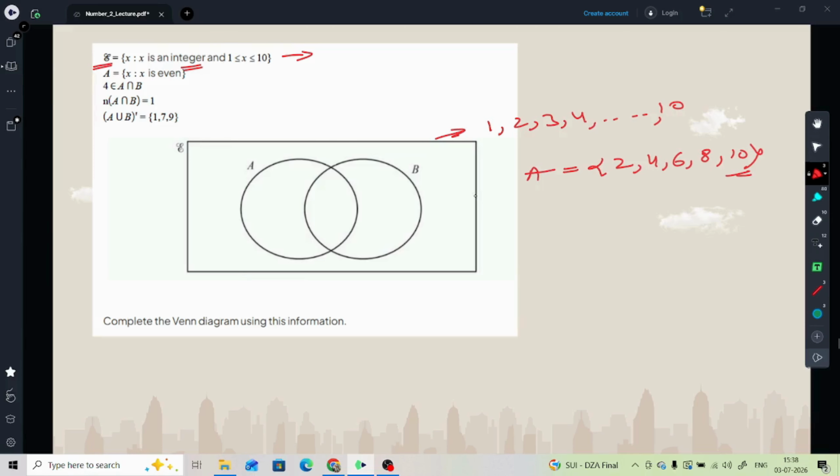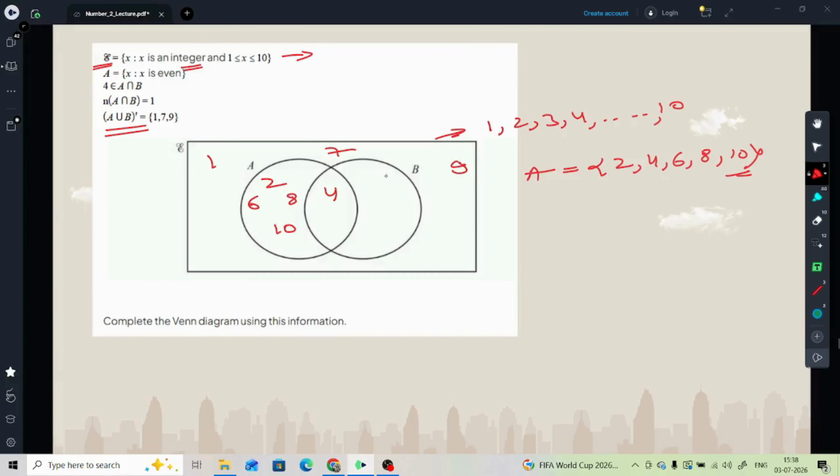About set B we don't know anything, but 4 belongs to A intercept B, so 4 lies over here for sure. And the number of elements in A intercept B is 1, so 4 is the only element. So leaving that, all elements will be lying over here. That means 2, 6, 8 and 10 will be lying over here. And there's one more clue, (A union B) complement is {1, 7, 9}, so 1, 7, 9 is also lying outside.